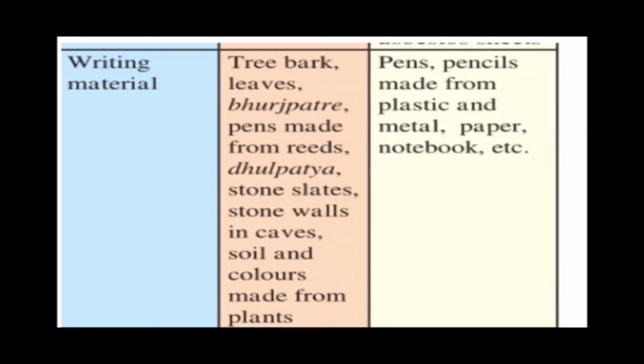Writing material. Natural: tree bark, caves, Bhurjpatra, pens made from reeds, Dhul patia, stone slates, stone walls in caves, soil and colors made from plants. And what is man-made? Pens, pencils made from plastic and metal, paper, notebooks, etc.